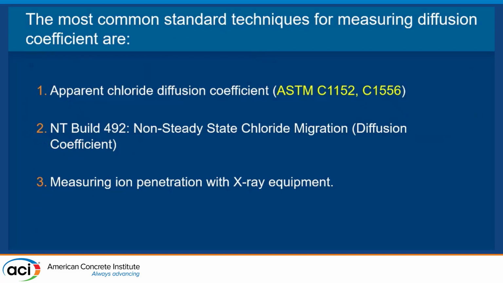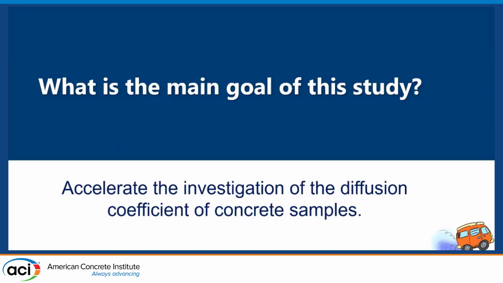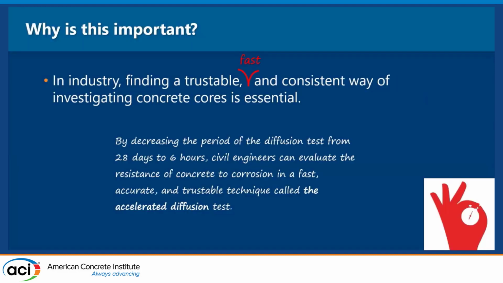The most common standard technique for measuring the diffusion coefficient is the grinding test or titration. NT Build 492 is a kind of accelerated diffusion test, and there is also measuring ion penetration with X-ray radiography. The main goal of this study is accelerating the diffusion measurements of X-ray radiography.